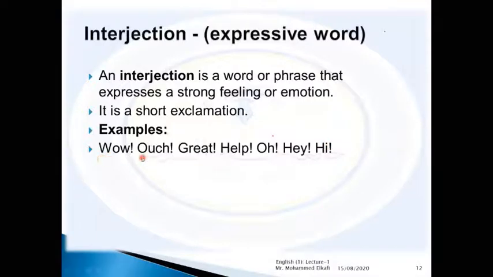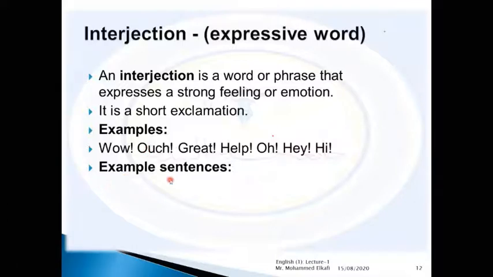So we have wow, an exclamation word. Ouch, great, help, oh, hey, hi. Okay, we think of them all as what? Interjection words. They are used to express a strong feeling or emotion, some pain or something. Oh, okay. So think of this form.